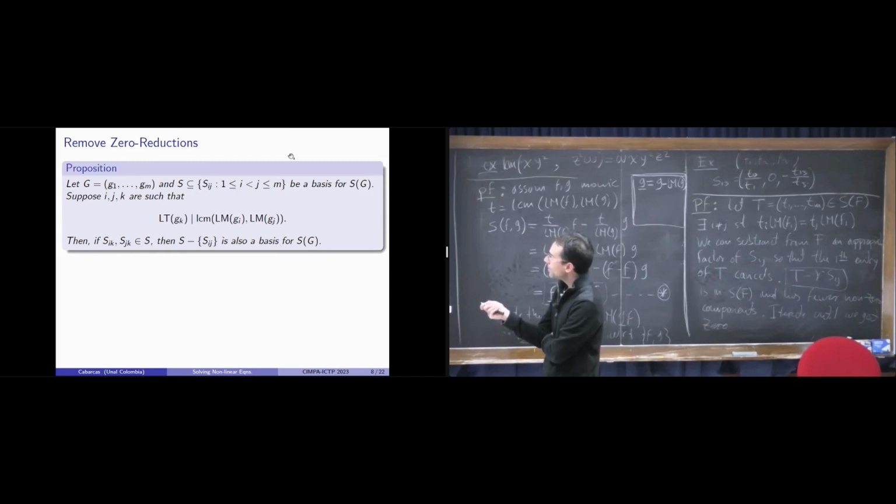So this is telling us a way to remove Sij from the basis if it satisfies this condition. Of course, we cannot remove them all. We have to make sure that Sik and Sjk are still there, but that's good. As we'll see, the proof of this is simply expressing Sij in terms of Sik and Sjk using this condition up here.